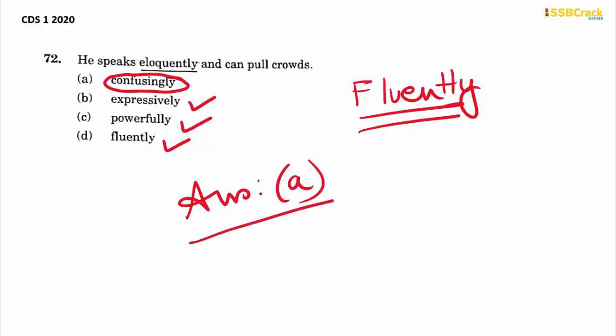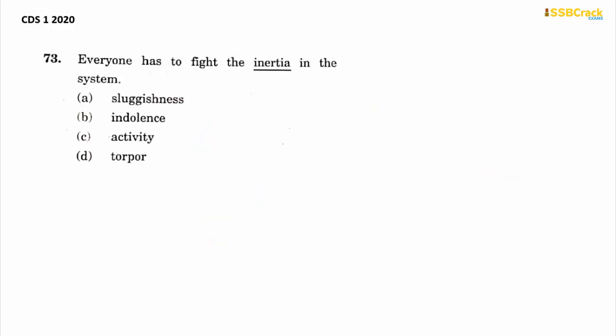And here you can also use the positive-negative word balance, because eloquently is a positive word. Expressively, powerfully and fluently are also positive words which cannot be the antonym of the word eloquently here. So it has to be a negative word, which is the word confusingly. It's a negative word. Let's move on to the next question.